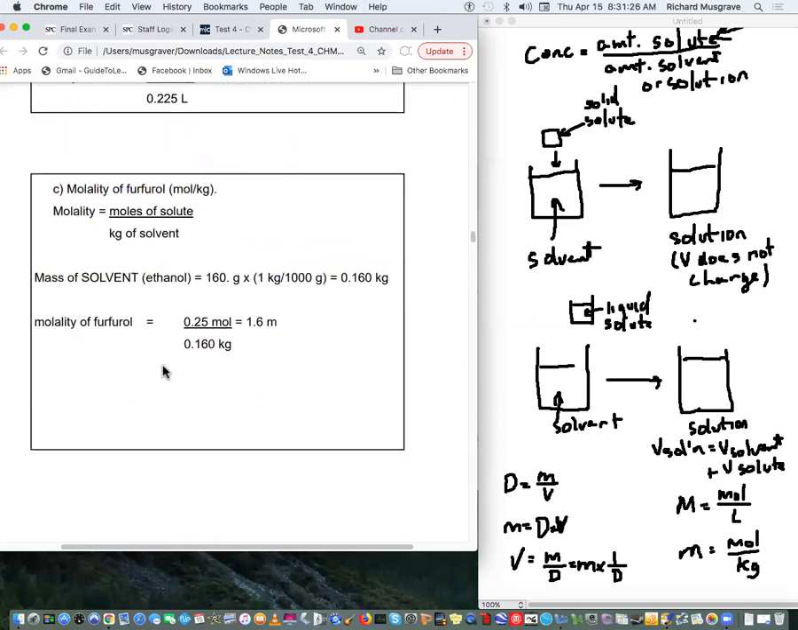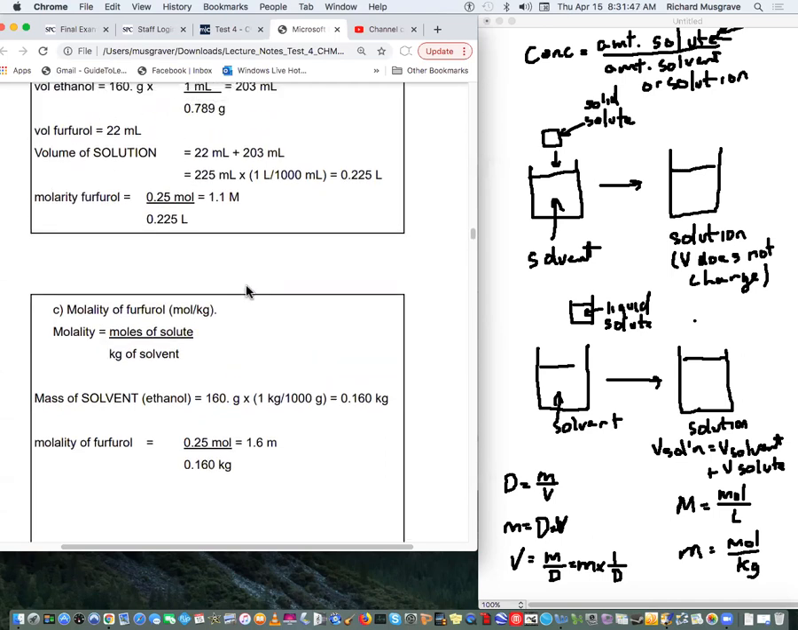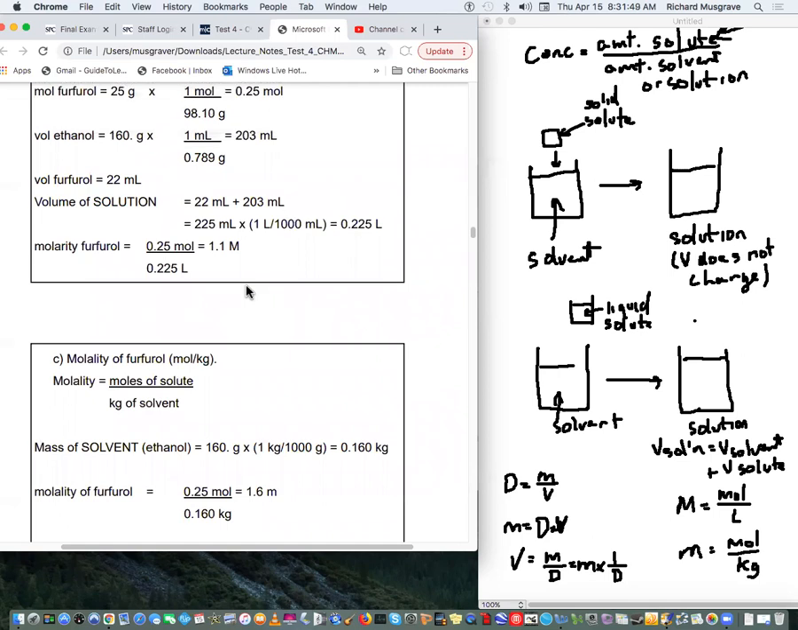Okay, so molality in this case is moles of solute over kilograms of solvent. Again, just solvent. And you'll see I make a big deal of getting the mass of the solvent here. The mass of the solvent is going to be 160 grams times 1 kilogram over 1,000 grams, because we need it to be in kilograms. But you'll notice the distinction between these two problems.